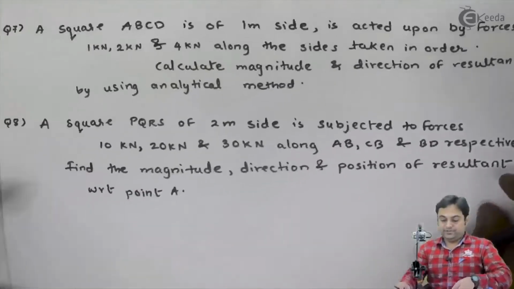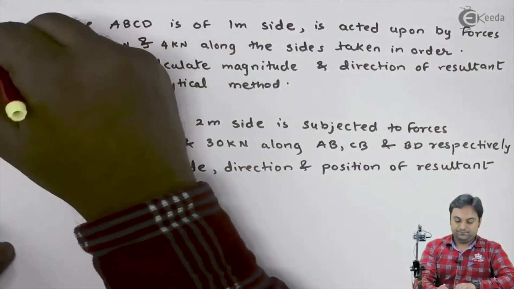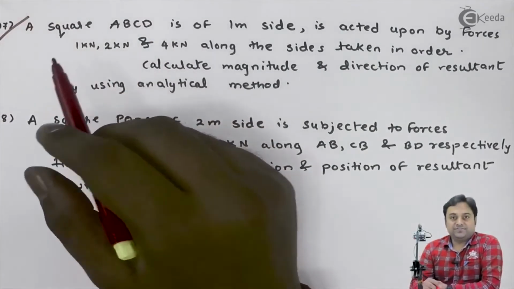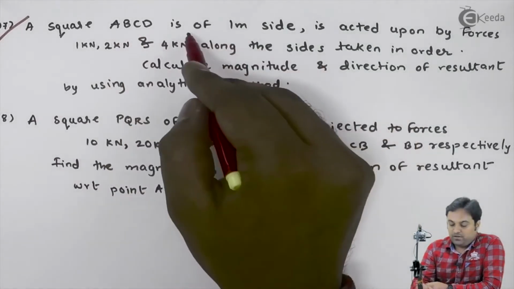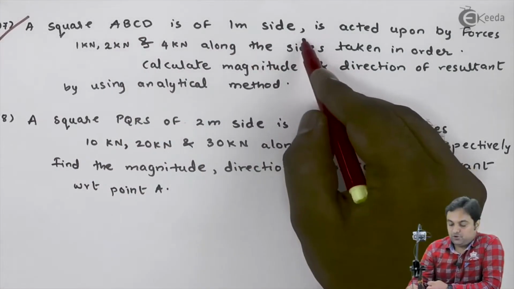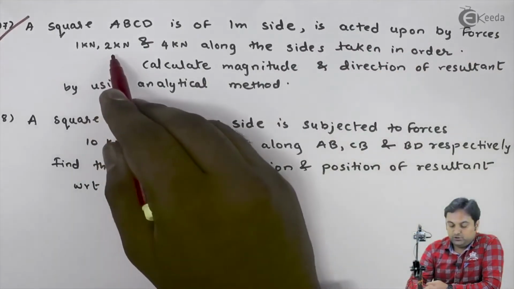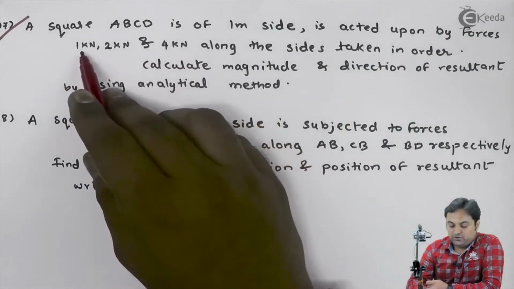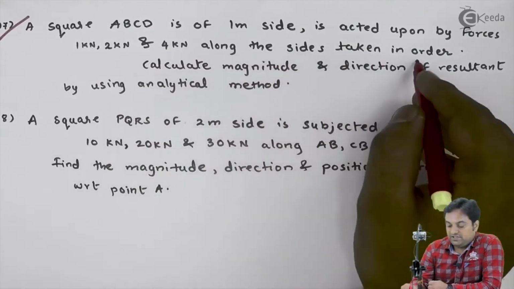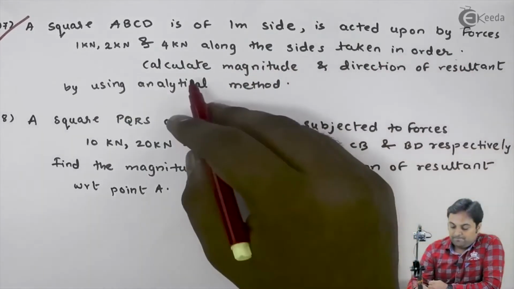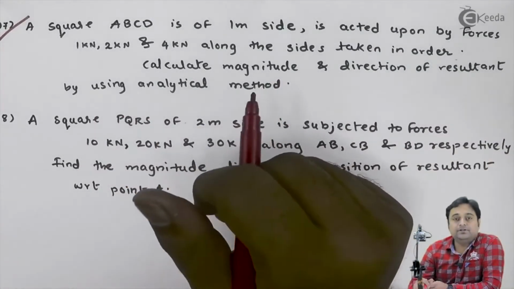After solving question number 6, let us go on to question number 7. Let's read what is given. A square ABCD of 1 meter side is acted upon by forces 1 kilonewton, 2 kilonewton and 4 kilonewton along the sides taken in order. Calculate magnitude and direction of resultant by using analytical method.